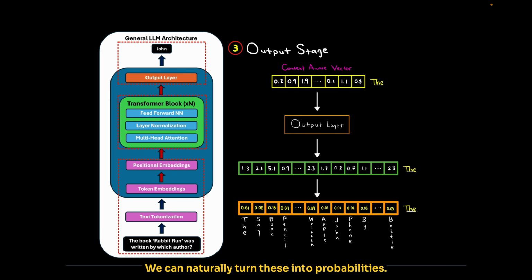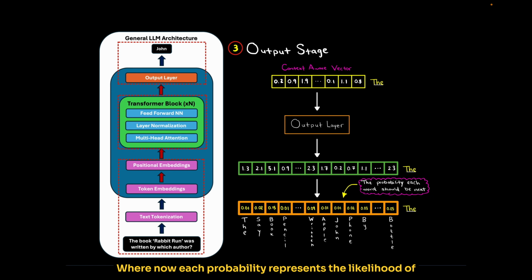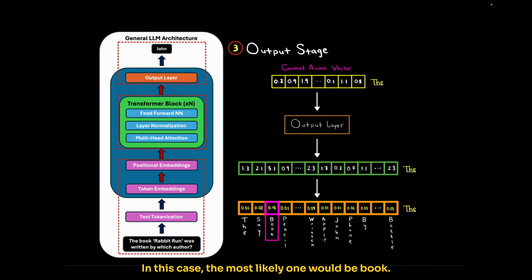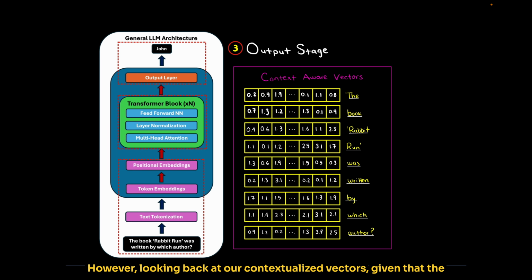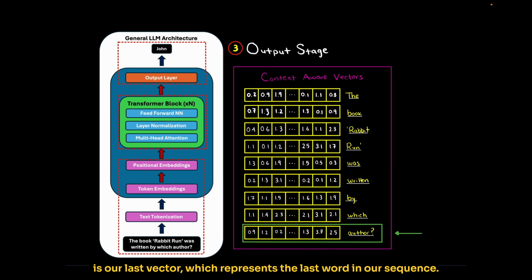We can naturally turn these into probabilities, where now each probability represents the likelihood of the given word in the output space being the next word after our word the. We can sample the space to get probabilistic outcomes of the next word, or we can pick the most likely one. In this case, the most likely one would be book. We can then do this for each word in our sequence. However, looking back at our contextualized vectors, given that the output of our output layer gives us the likelihoods of the next word, the only vector in our context-aware vectors that we really care about is our last vector, which represents the last word in our sequence.